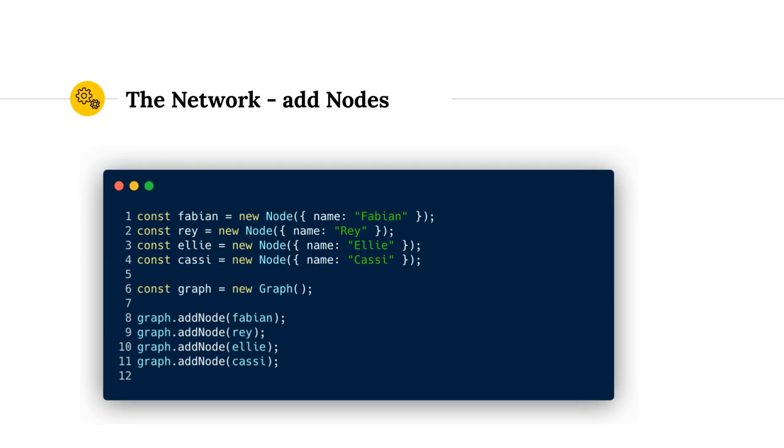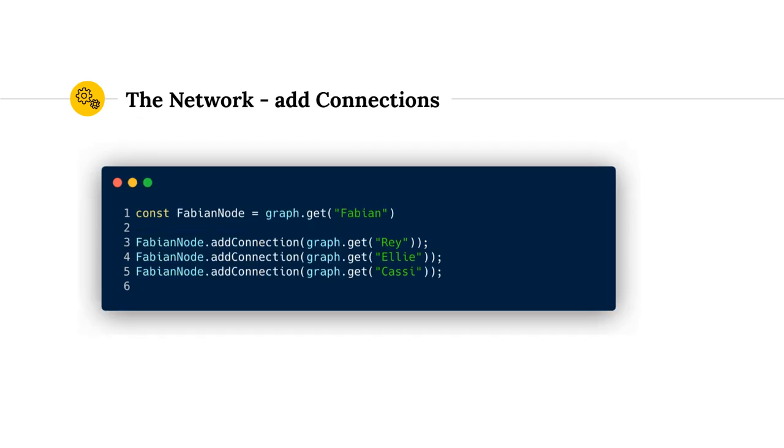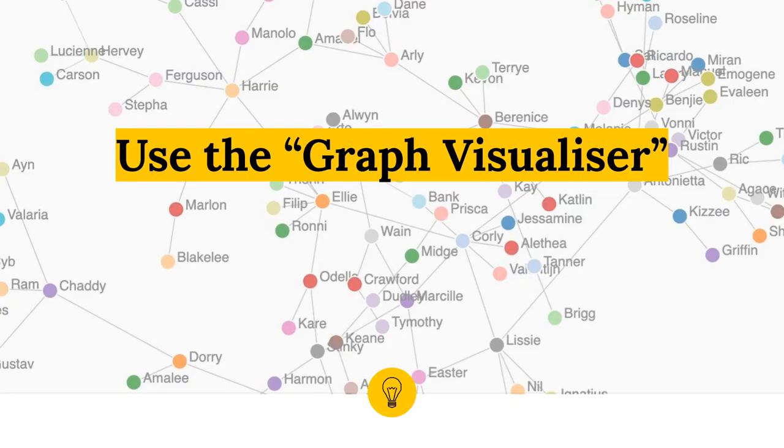To start our network, let's create a couple of users and add them to the graph. The last remaining step is to connect them to each other. If you want to explore how your graph looks, use the link to the graph visualizer in the description below.